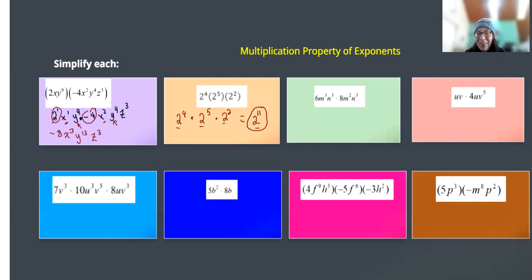All right, let's take a look at the next one. Up front, we have a 6 and an 8. Well, 6 times 8 is 48. They're not exponents, so I'm multiplying them. Then let's look at our m's. We're multiplying, so 3 and 2 makes 5. And then look at the n's. 3 plus 3 is 6, and we're done.